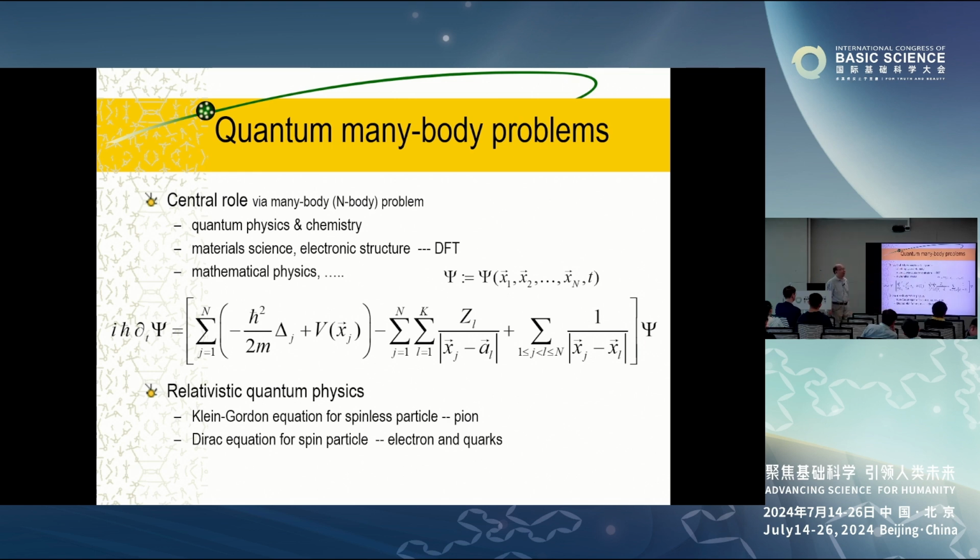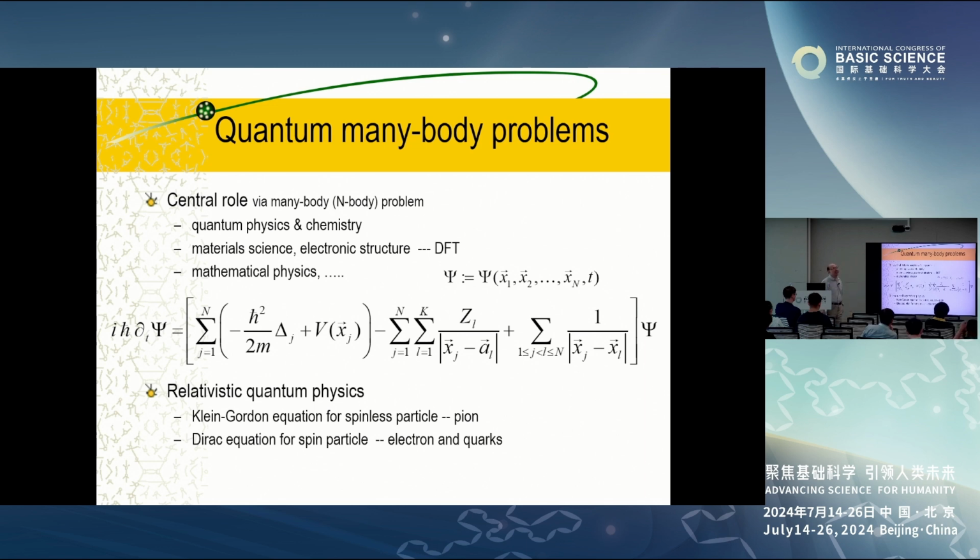So this becomes the so-called many-body problem. It's key for quantum physics and chemistry, even material science, electronic structure, density functional theory, or even in mathematics. There they study what happens as N goes to infinity: is there a limit, something like that.